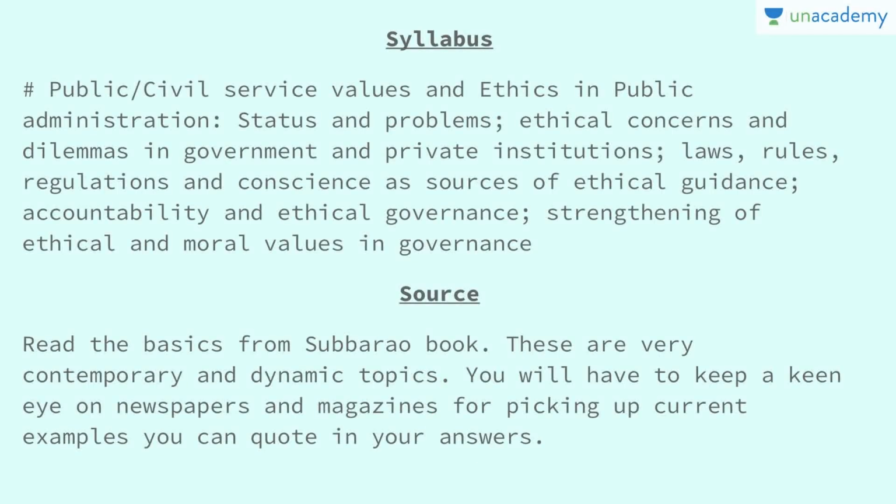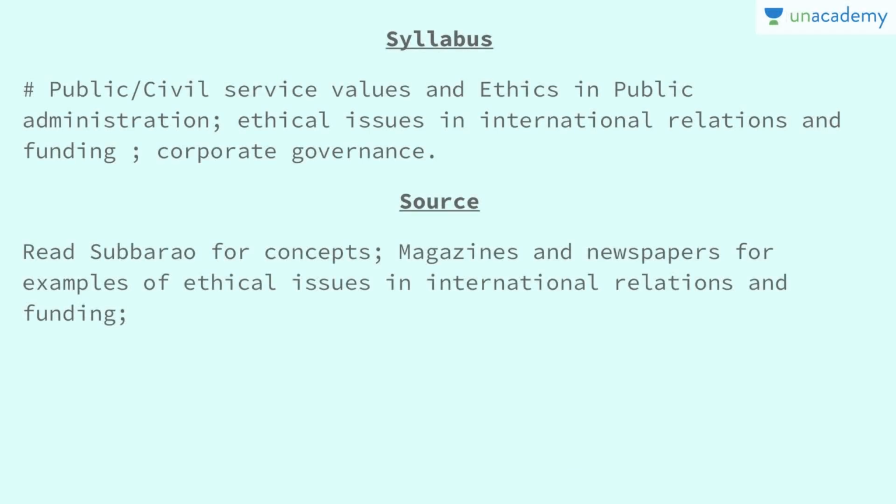Then public service, civil services, values, ethics, and public administration. There are huge problems here: status problems, ethical concerns, corruption, laws, rules, regulations, conscience, accountability, ethical governance, and strengthening of ethical and moral values in governance. Read the basics from the Subbarao book. These topics are very contemporary and dynamic, and they will mostly come from newspapers, Yojana, etc. Try to quote current examples of corruption, etc., as much as possible.